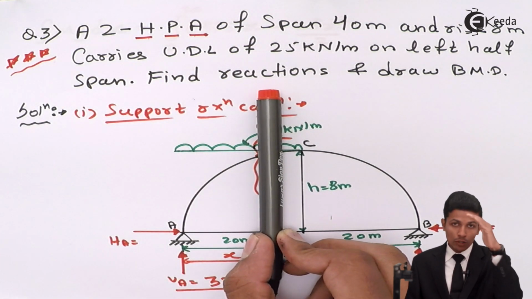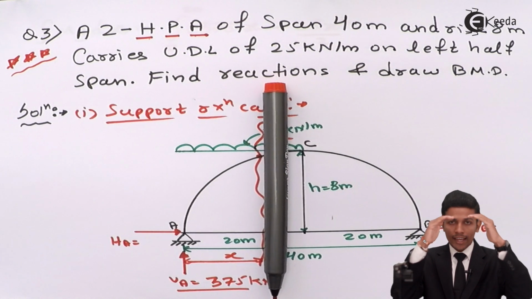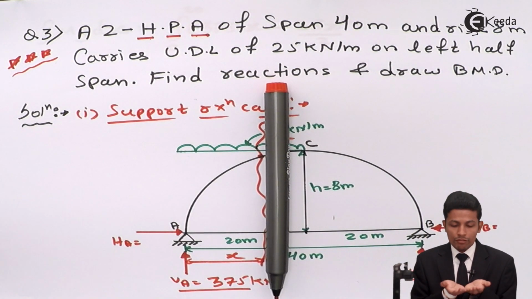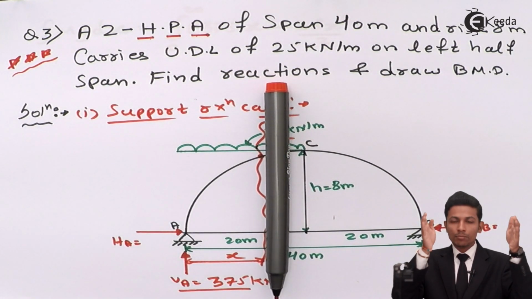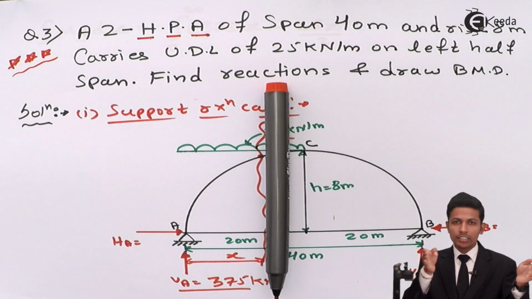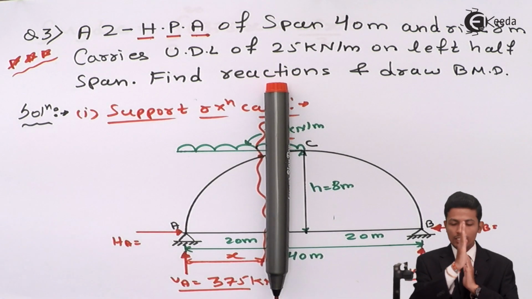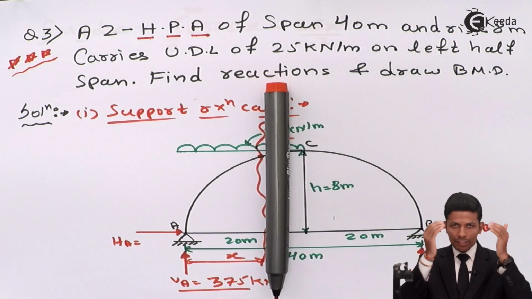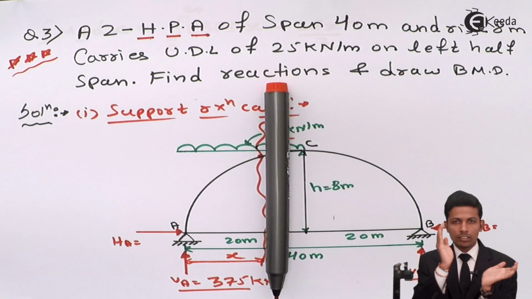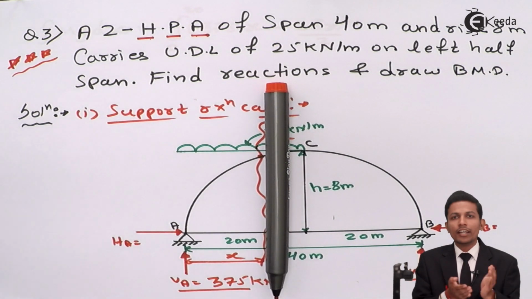Please remember, when it opens like this, it is positive, and when it is like an umbrella like this, it is negative. So this is positive, this is negative. Taking the section at the center, these are the couples: this one is going positive and this one is going negative.